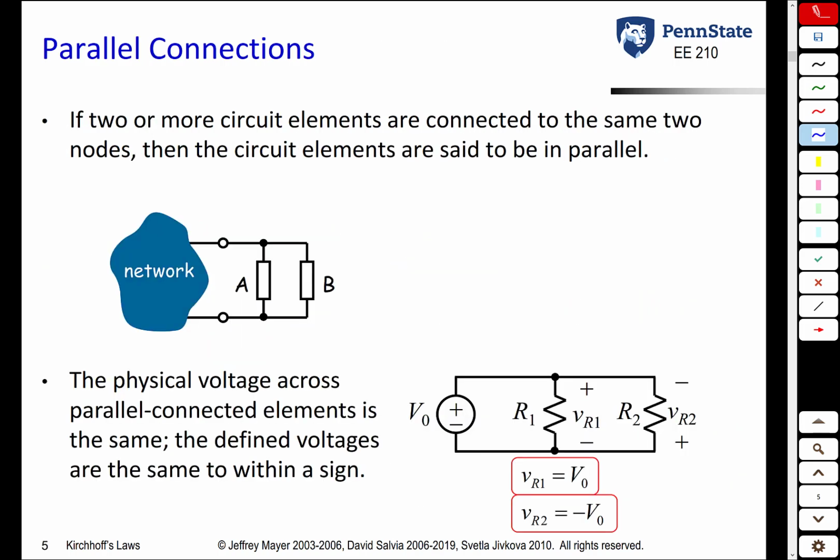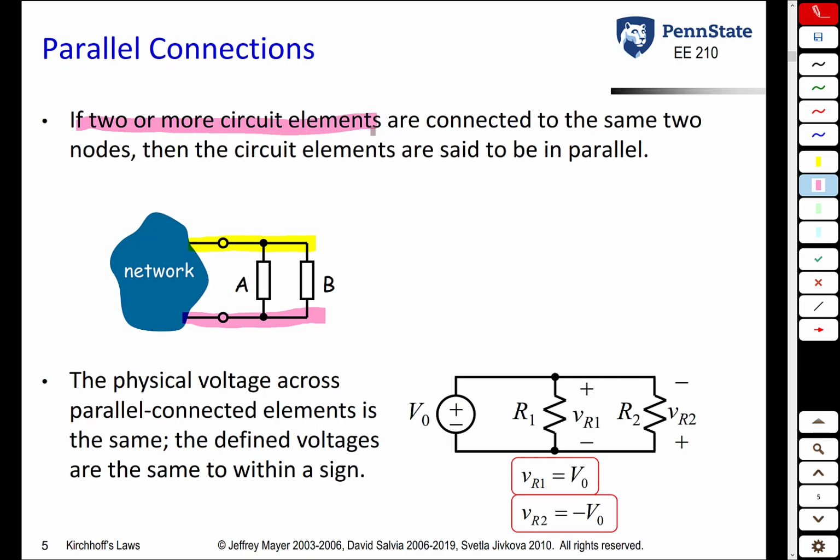Let us define parallel connections now. Suppose you have a node on top here, and remember, anything that's connected by just a wire is considered one node. So that is one node on top, and this is one node on the bottom. If you have two or more circuit elements that are connected to the same two nodes, we say that those elements are in parallel. So components A and B are in parallel.